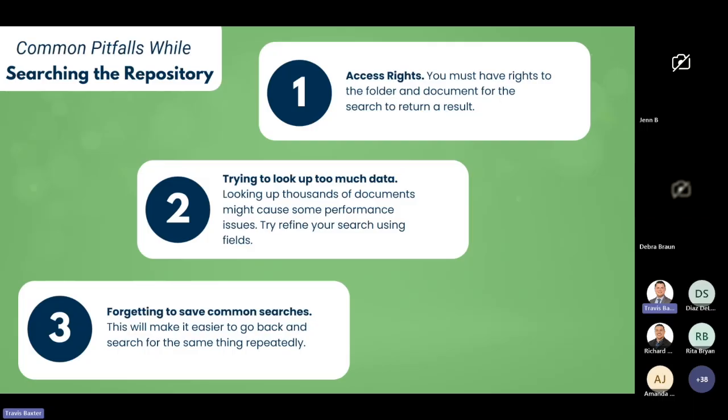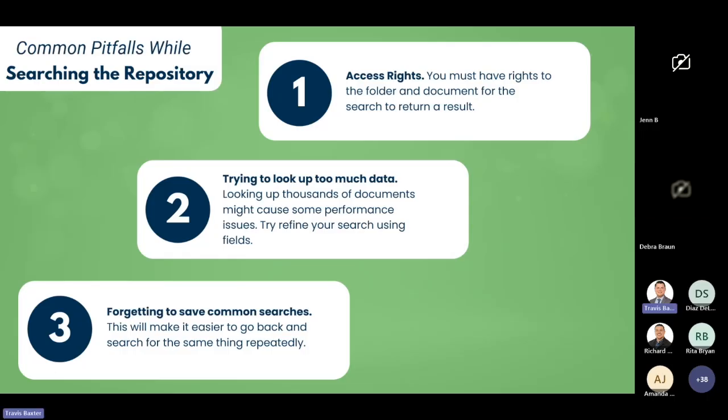Second is trying to look up too much data. Like we were saying before, when searching for Joe or a name in that first search box, it's searching the whole repository, which will lead to delays, and will probably pull up thousands of documents, which won't be helpful in your search. You have to scroll through those thousands trying to find what you were actually looking for.